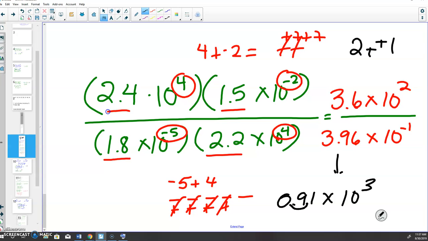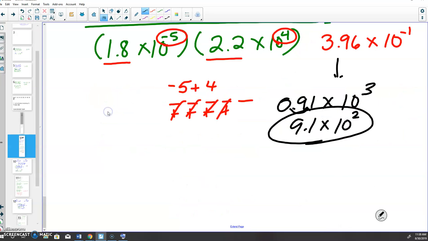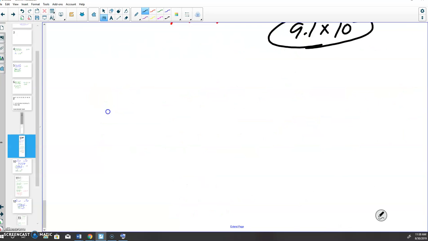I had to move it back 1. So I moved this one back 1. What's 3 minus 1? 2. So your answer was 9.1 times 10 to the second.